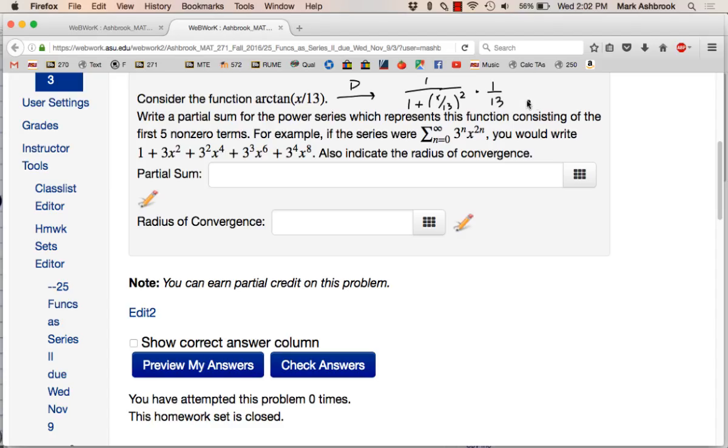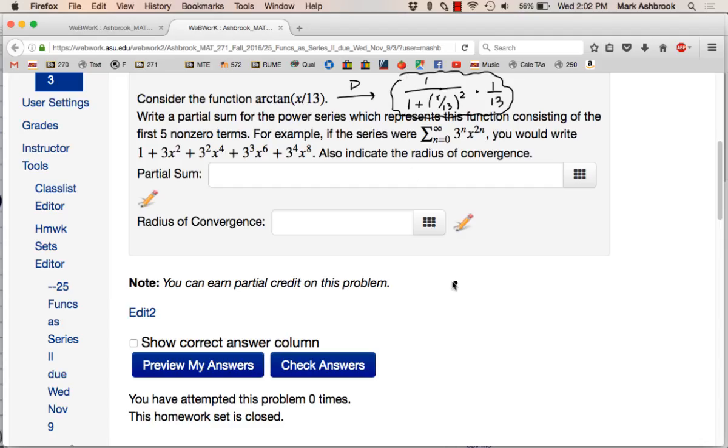So we'll write this as a power series, and then all we have to do is take the antiderivative of the power series we get, and we know that will be equal to arctangent of x over 13, because the antiderivative of this will be what we want.